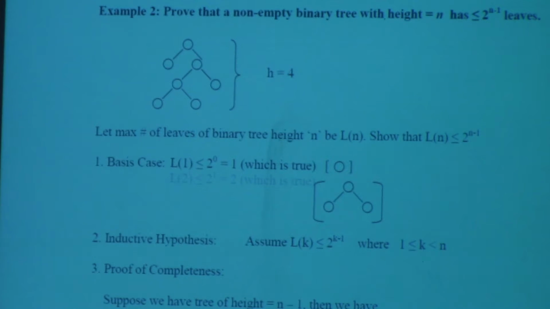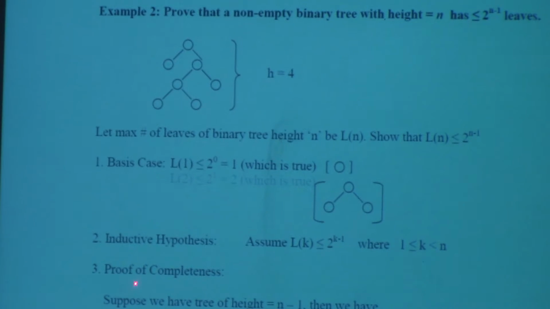So our inductive hypothesis will be to assume that the number of leaves in a tree of height k, just substituting k for n, is less than or equal to 2 to the k minus 1, where I'm going to let k vary from 1 less than n. And of course, I don't really have to have 1. I could just say greater than 1. Or if I include this, I can say greater than 2. You understand, right? Okay, so that's our inductive hypothesis.